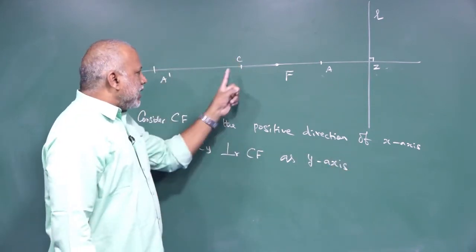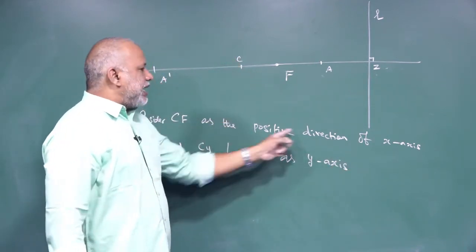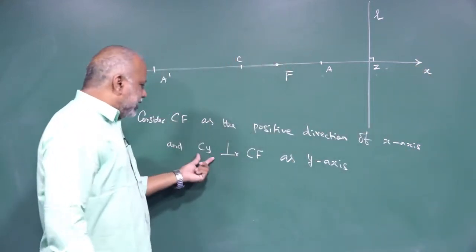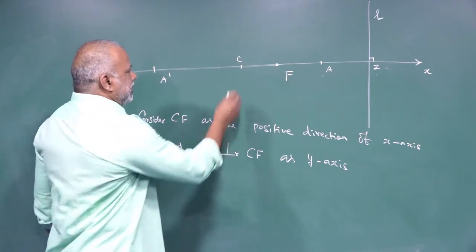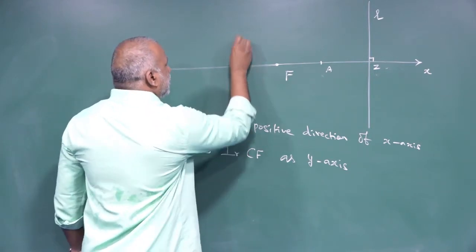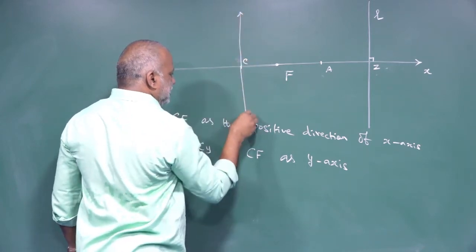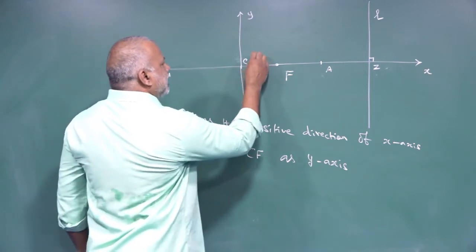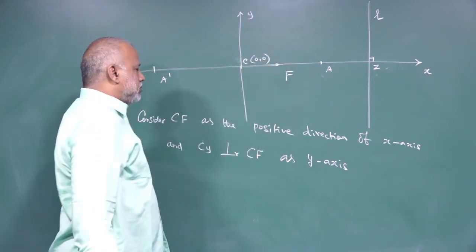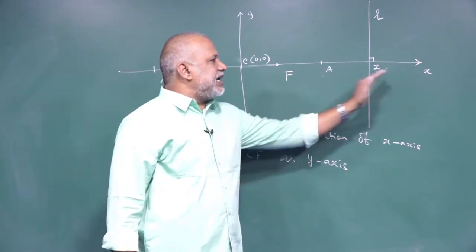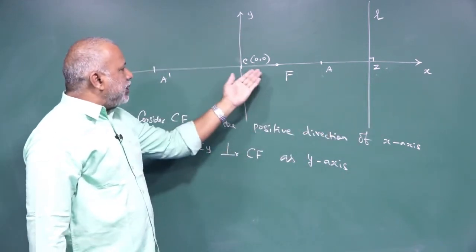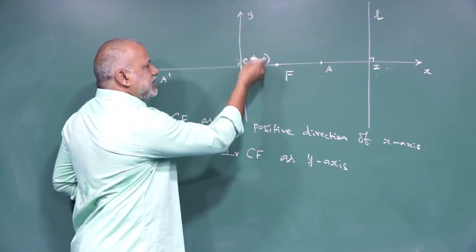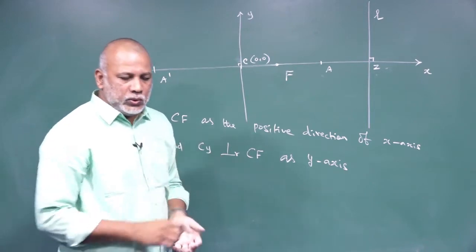See the explanation. Consider CF as the positive direction of x-axis, so this is the x-axis, and CY perpendicular to CF. That means we are going to draw one more line, that is CY. So this is said to be the y-axis. Automatically C becomes the origin (0, 0). Therefore, we are considering C as the origin (0, 0).